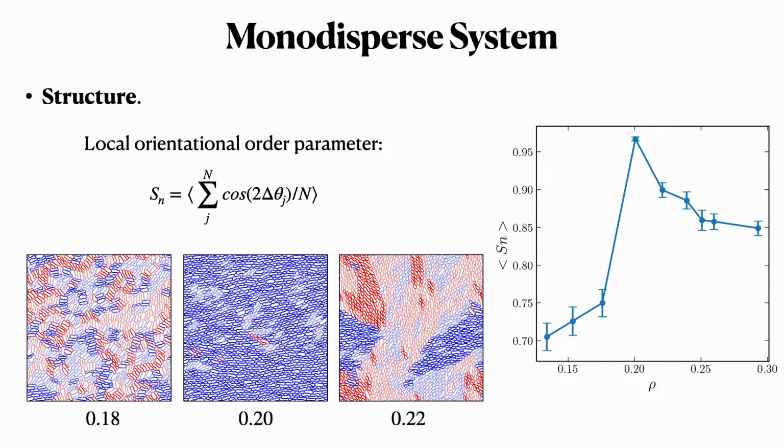To quantify this, we plot the local orientational order parameter, where delta theta j is the angle between the largest eigenvector of the two neighboring rings. Again here at density 0.20, we see a sharp peak, which corresponds to this 1D order. Then if you further squish the system, this 1D order is lost, and the system forms domains, and because of this disorder it speeds up again.